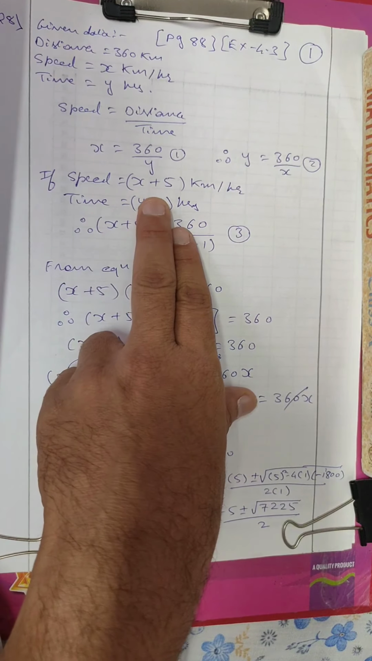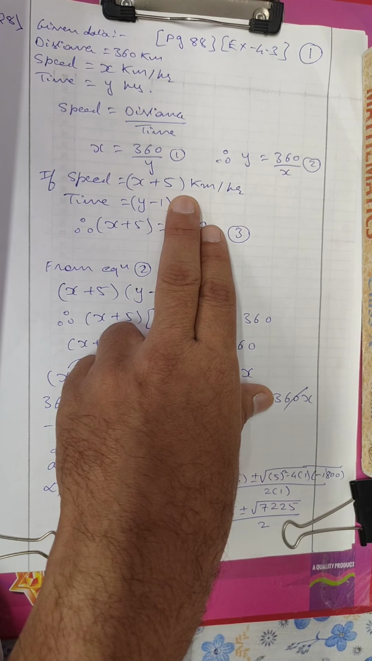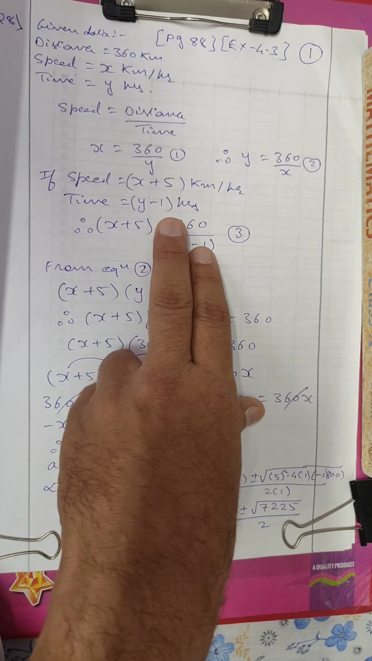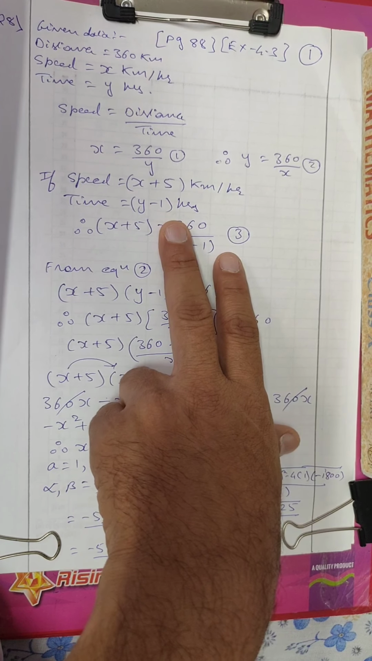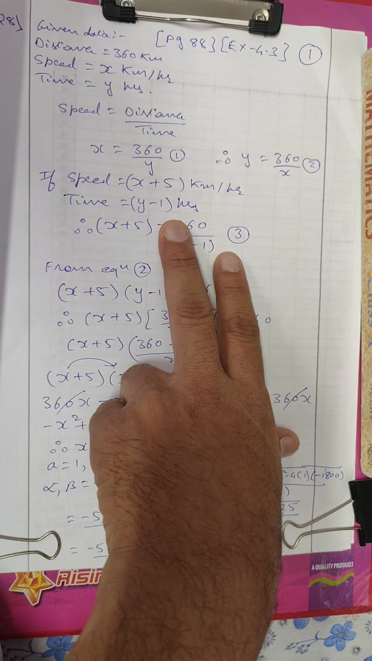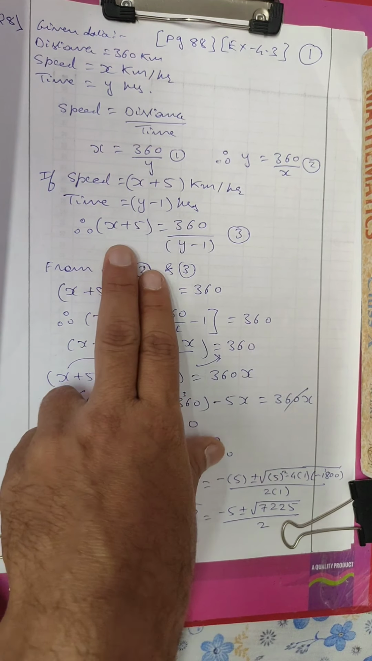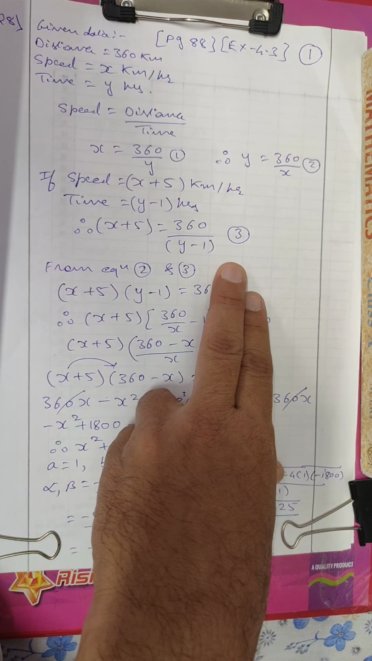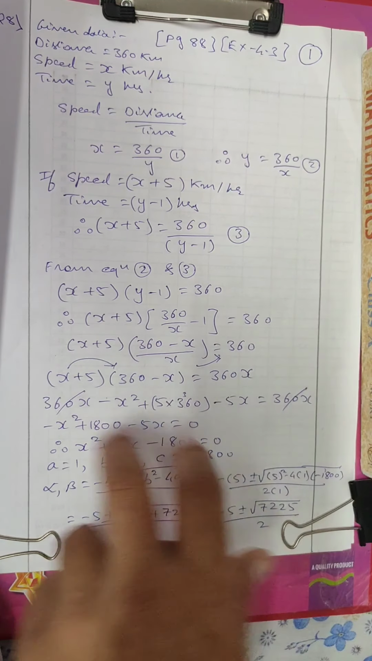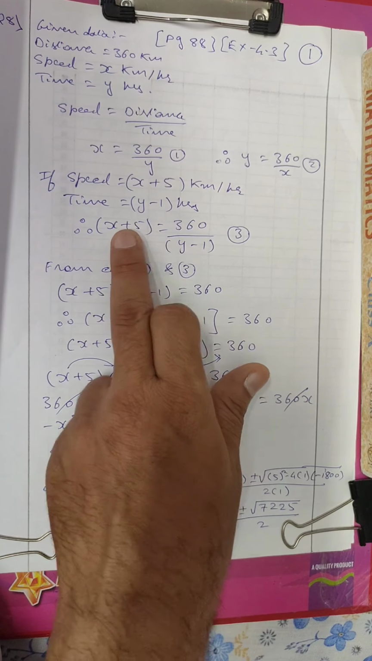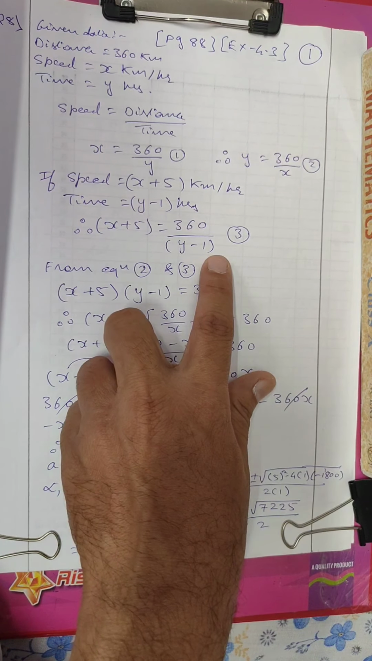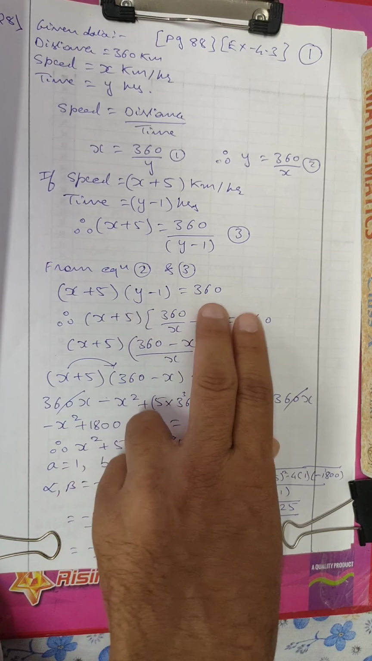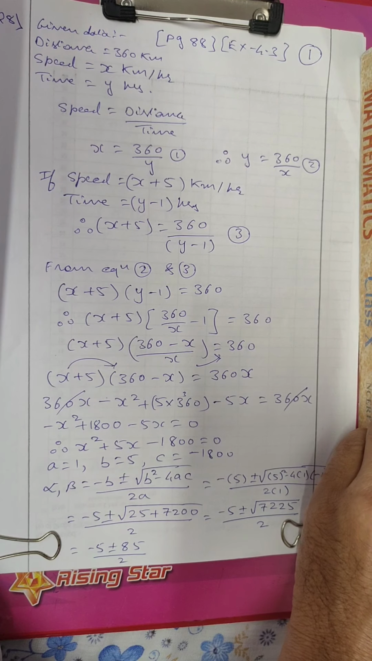If speed is increased by 5 kilometers per hour, that means x plus 5 kilometer per hour, the time is reduced by 1. As we know, as the speed goes on increasing, the time required to complete the same distance will decrease. Hence, we write the new equation: x plus 5 is equal to 360 upon y minus 1. From equations 1 and 2, first of all, we will move y minus 1 to this side. X plus 5 into y minus 1 is equal to 360.